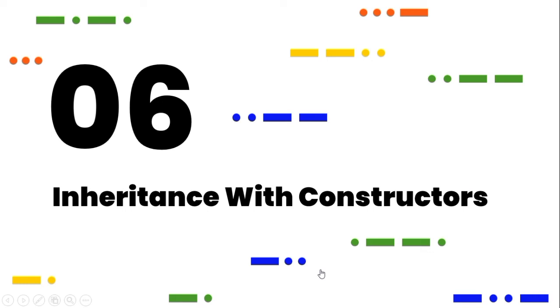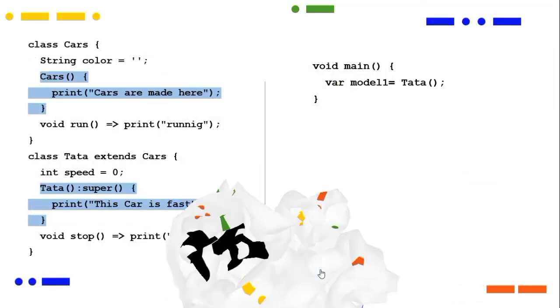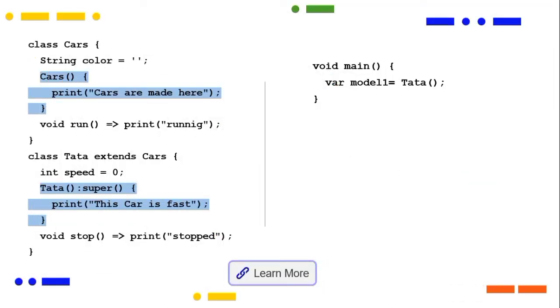That is inheritance with constructors. Inheritance? Hey, wait a minute. We have studied inheritance for classes. Now, what is inheritance for constructors? Let's see. In inheritance with constructors, what actually happens? Let's say here we have a parent that is cars, and here we have a child class that is Tata. And here we are just trying to create an object of Tata class. If we create an object, its constructor will be called, right?